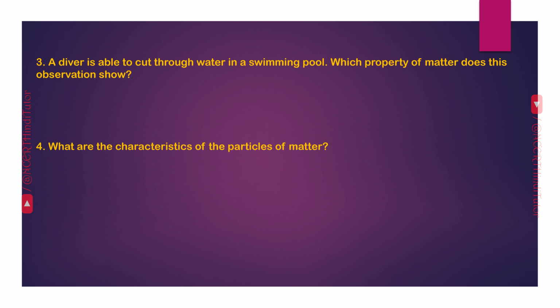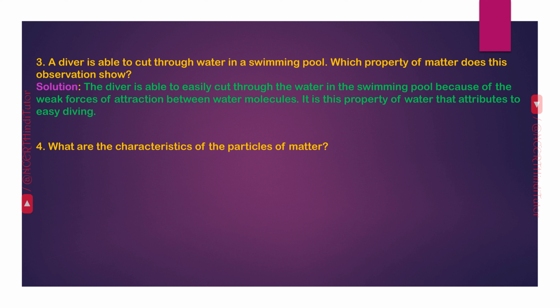Question 3. A diver is able to cut through water in a swimming pool. Which property of matter does this observation show? Answer. The diver is able to easily cut through the water in the swimming pool because of the weak forces of attraction between water molecules. It is this property of water that attributes to easy diving.